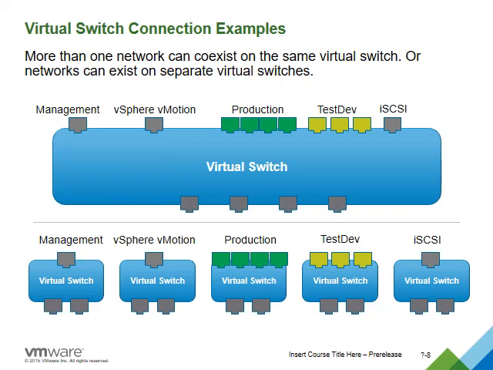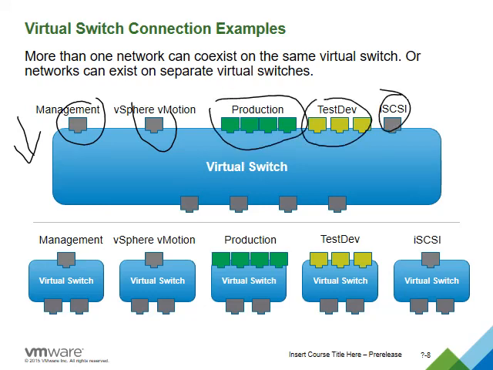Virtual switch connection examples. You can have more than one network coexist on the same virtual switch, or you can break up your networks on separate virtual switches. This top example right here, we have one virtual switch and multiple networks coexisting on that switch. Such as we'll see, we got our vMotion here, our management here, production, test dev, and our iSCSI.